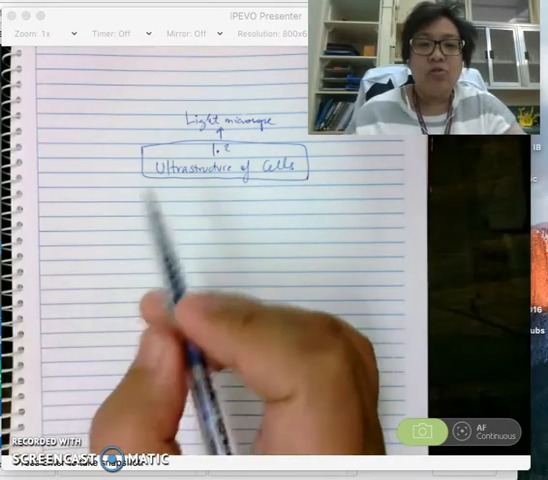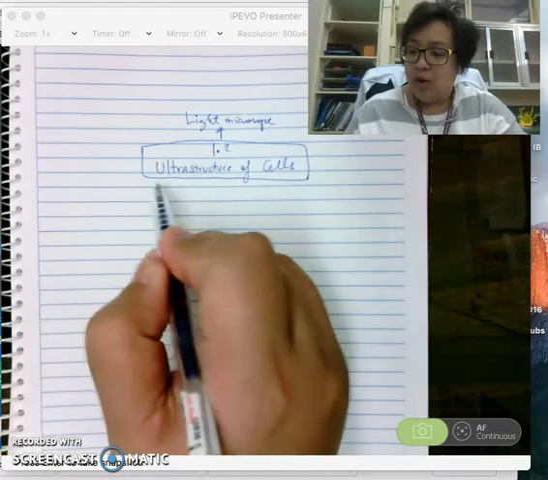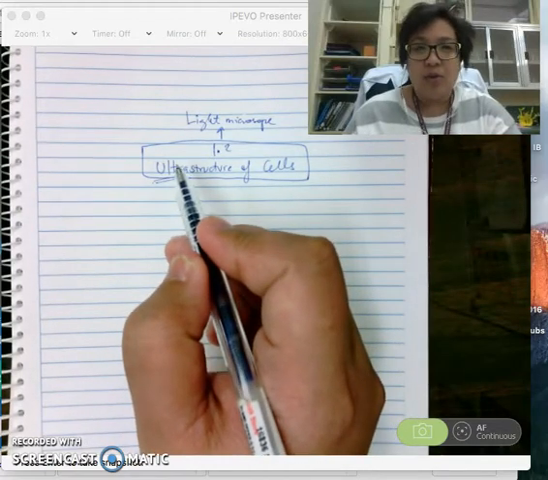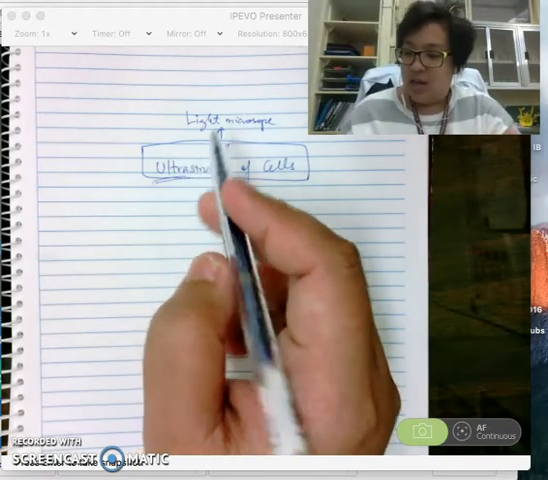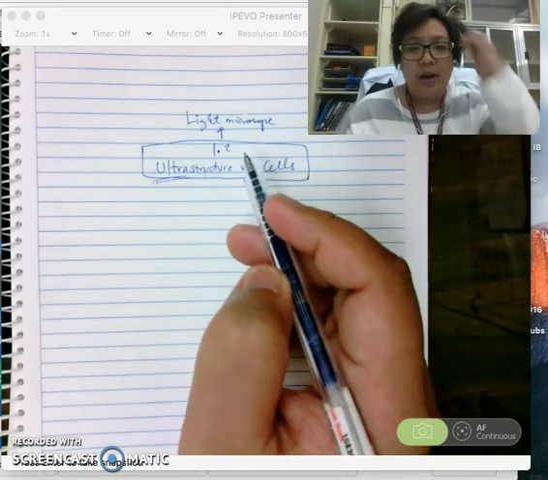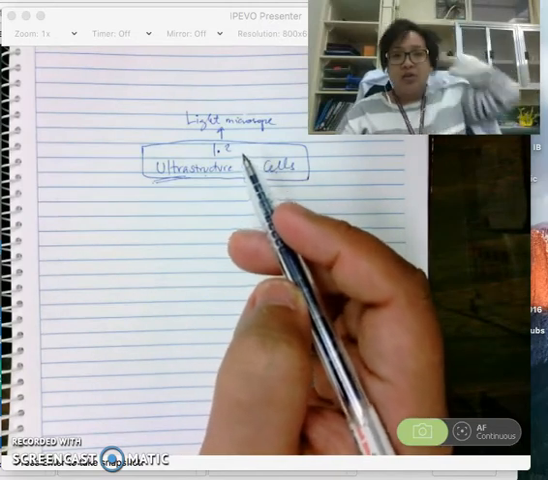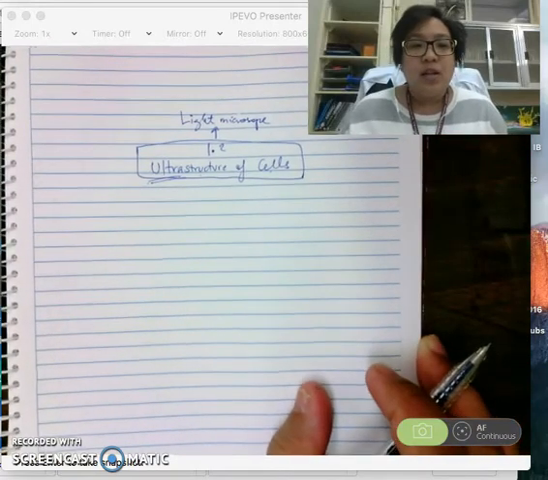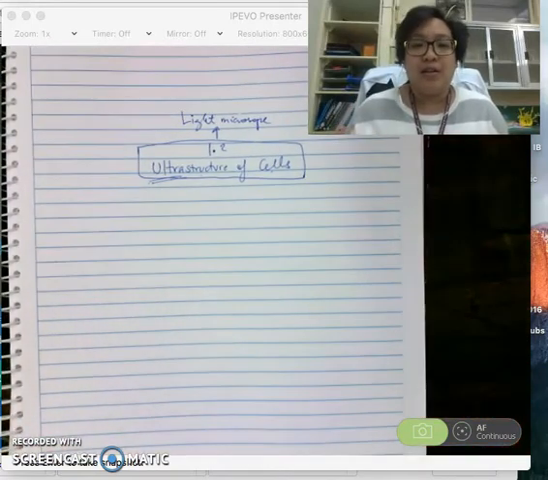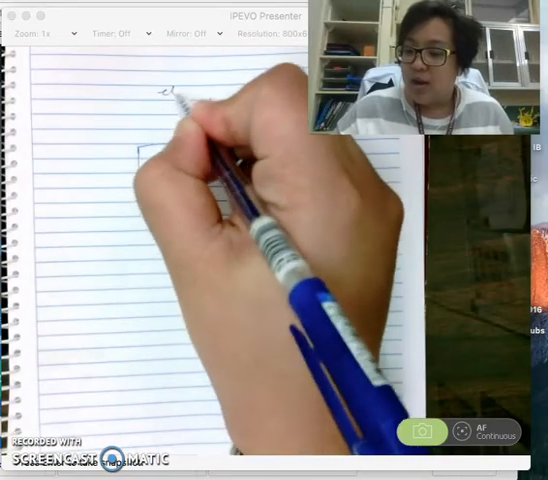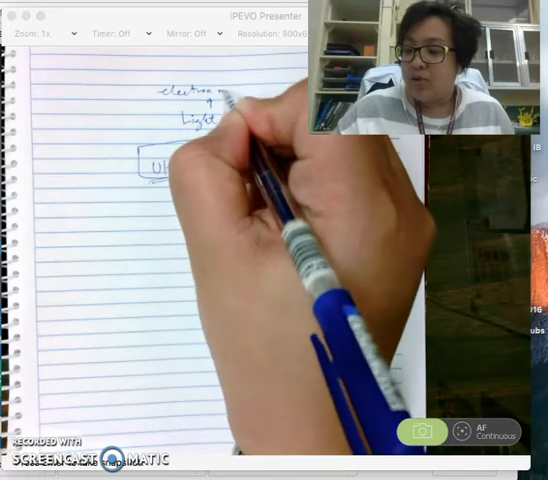Now, the title is Ultrastructure of Cells. Ultra means super, extremely, or very, the very structure of cells. So if you just want to know the overall or the general structure, you can use a light microscope. However, to reveal the extremely detailed structure of your cells, we should use an electron microscope.